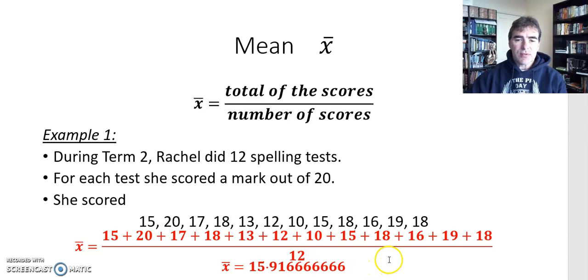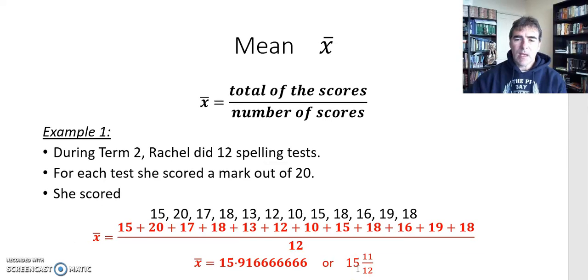And when we do that, just do it straight on the calculator using your fraction template, and we get 15.91666 repeating. And I think on your calculator the last digit will be a 7 because it rounds that last one off. But it's 0.916 repeating, and as a fraction that's 15 and 11/12. So that's how we find the mean from a small data set.